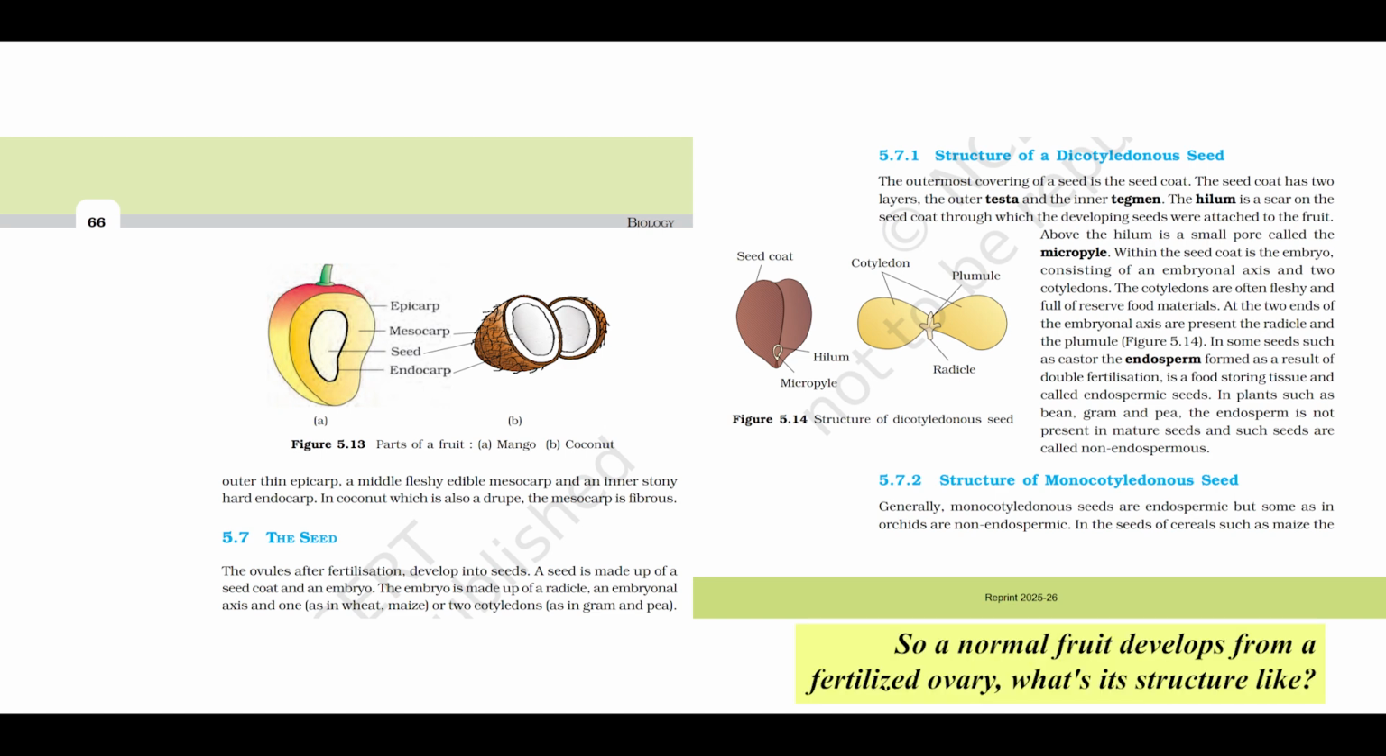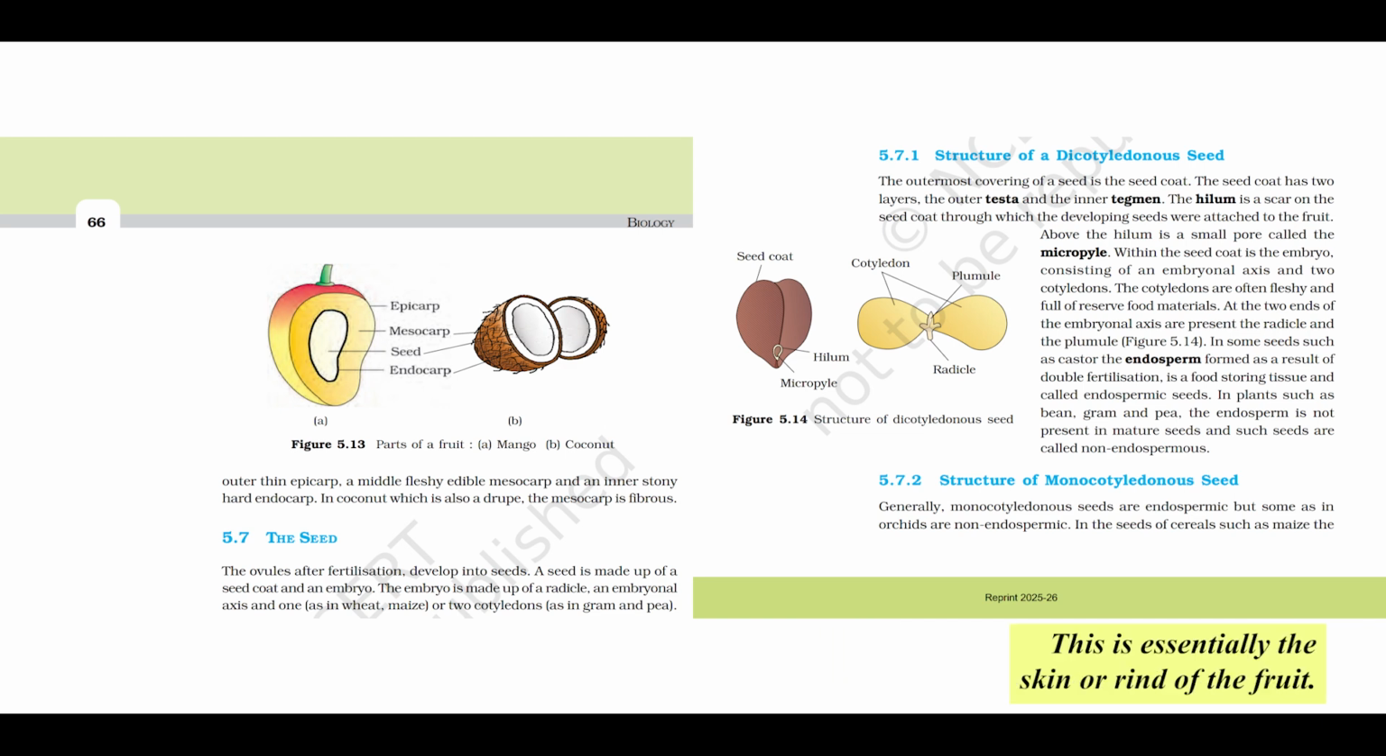What's its structure like? Structurally, a typical fruit generally consists of two main parts: an outer wall, which is called the pericarp, and one or more seeds enclosed within. The pericarp itself is derived from the ovary wall. The pericarp can be either dry, as in nuts or grains or pods like peas, or it can be fleshy, as in mangoes, tomatoes, or berries. When the pericarp is thick and fleshy, it's typically differentiated into three distinct layers, each with a specific role. The outermost layer is the epicarp.